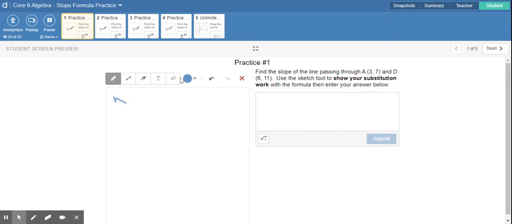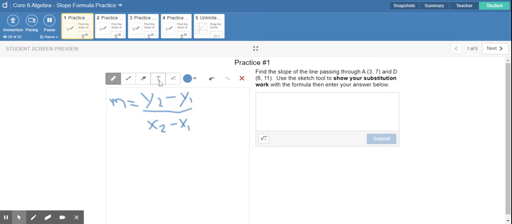M equals y2 minus y1 over, oops, that should be a fraction line. Let me fix that. Over, I can't draw with my finger the way you guys can. x2 minus x1.